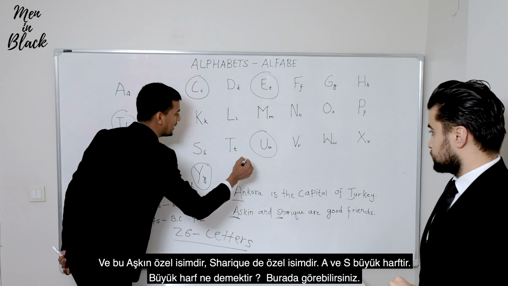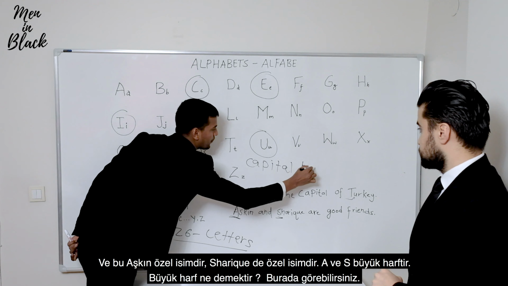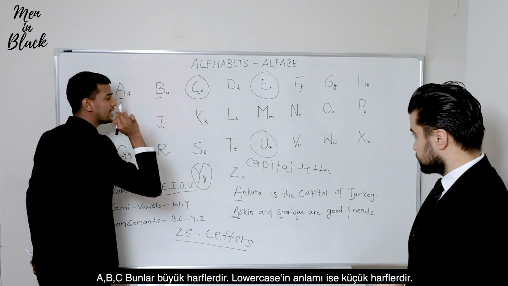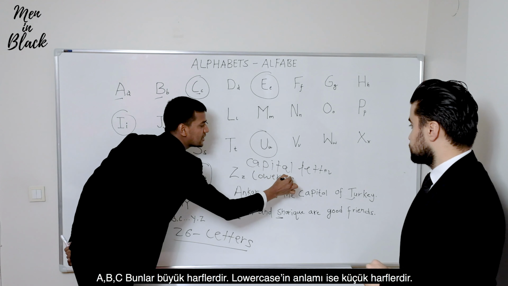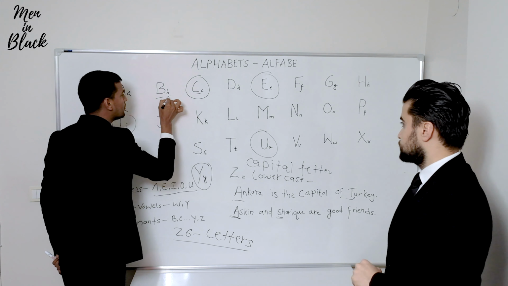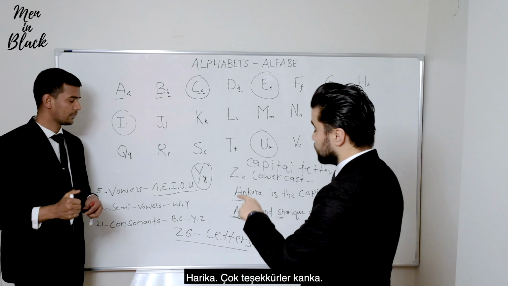What are capital letters? Capital letters, you can see A, B, C. These are capital letters, and lowercase means small letters like a, b, c, d, like this. Perfect buddy. Thank you so much.